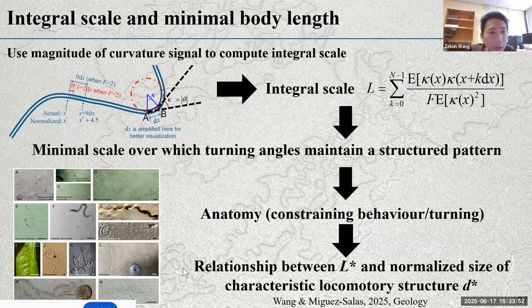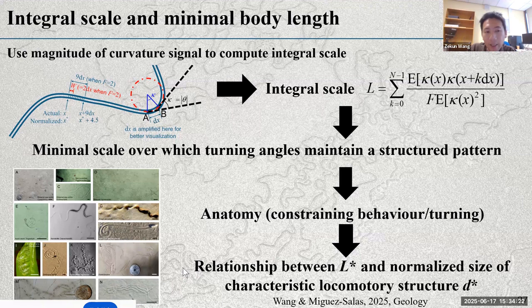So we use the magnitude of the curvature, which is the inverse of the radius of curvature, and is related to the anatomy and to the biomechanical constraint of the tracemaker. So how sharp it can turn tells you the integral scale. Then we can collect as many observations as possible, but in these observations, the animals have to be simultaneously observed or preserved with their trajectories.